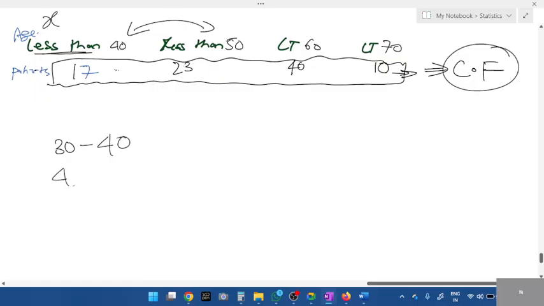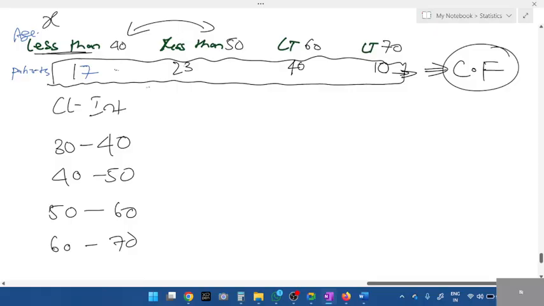Tell me the next one. 40 to 50. Okay, this is the class interval. The next column is not frequency. For all the other questions, it is frequency, students. But whenever less than is given, this is cumulative frequency. Tell me all the cumulative frequency values: 17, 23, 40, and 50.